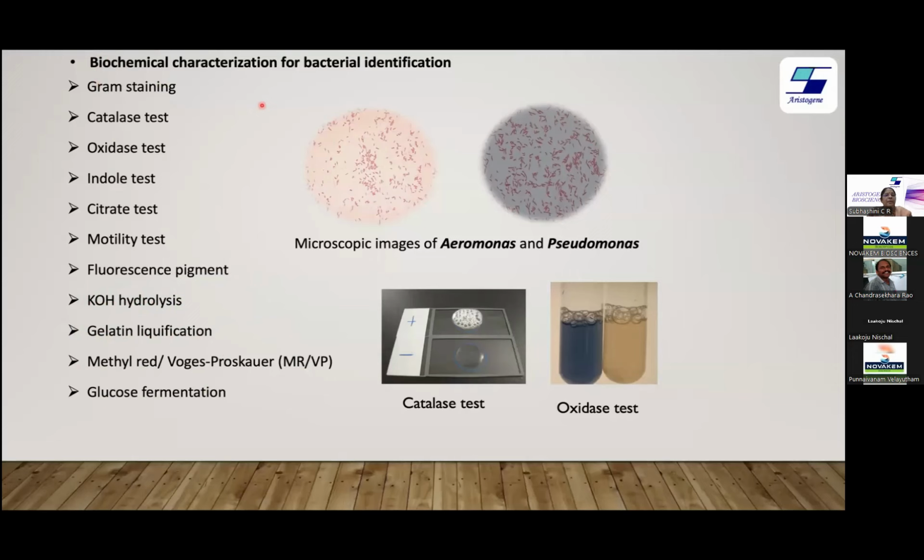So we do all these biochemical tests, and then we shortlist that this could be Aeromonas, this could be Vibrio, this could be something else. So this does not give you a concrete picture. You cannot report just by doing biochemical tests that this is Aeromonas hydrophila or Pseudomonas. So we need to do further tests to classify these organisms.